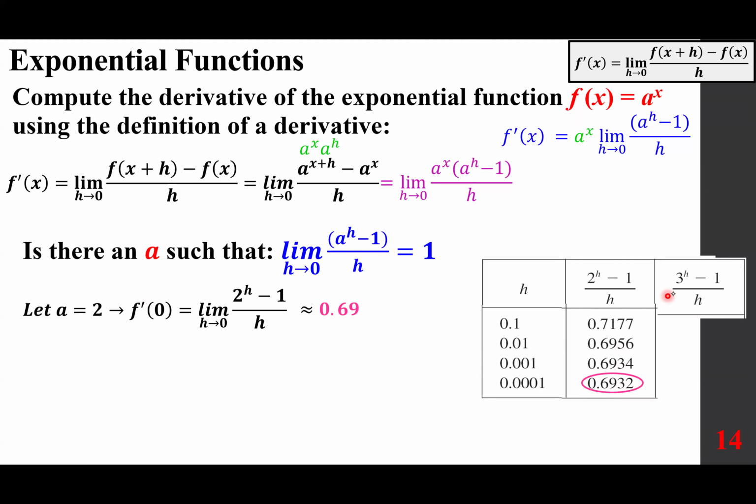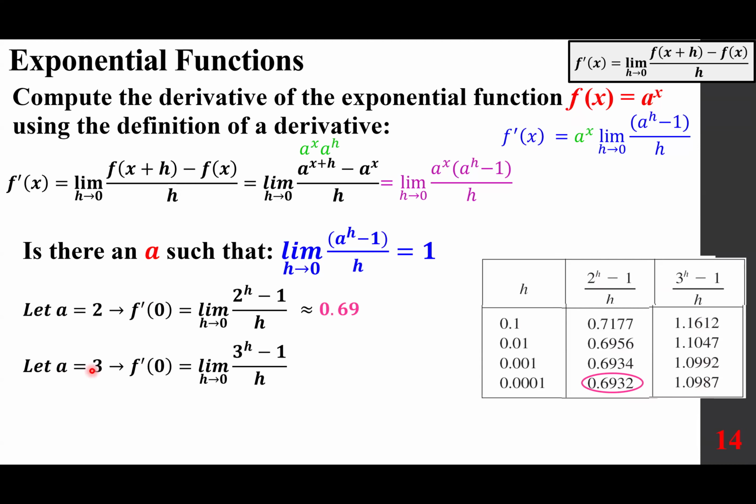Let's repeat that for number 3. And when we do that, we get the following numbers. And according to this, let a be 3, f prime of 0 for 3. The limit of 3 to the power of h minus 1 over h as h approaches 0 seems to be 1.10. So we are looking for number 1. Did we find it? No.